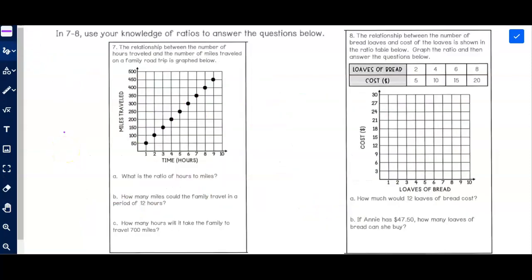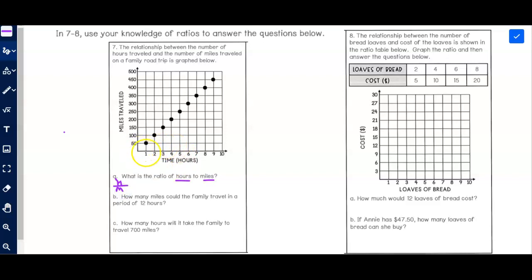Okay, we have 2 more problems to cover here. This one says, in 7 and 8, use your knowledge of ratios to answer the questions below. The 7 says, the relationship between the number of hours traveled and the number of miles traveled on a family road trip is graphed below. Question A says, what is the ratio of hours to miles? So we're going to use the graph to figure this out. Hours to miles. So I'm just going to use my code M to H.